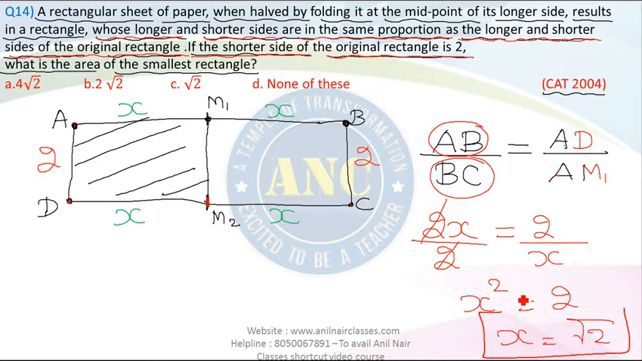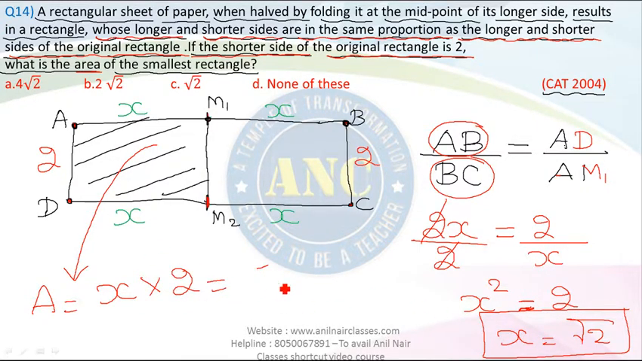But are they really asking you to find the value of x in this question? Definitely no. The question is to find the area of the smaller rectangle. Area of this rectangle is length into breadth. Length is x, breadth is 2. But I know that x value is root 2. So it is root 2 into 2, or in other words, 2 root 2.